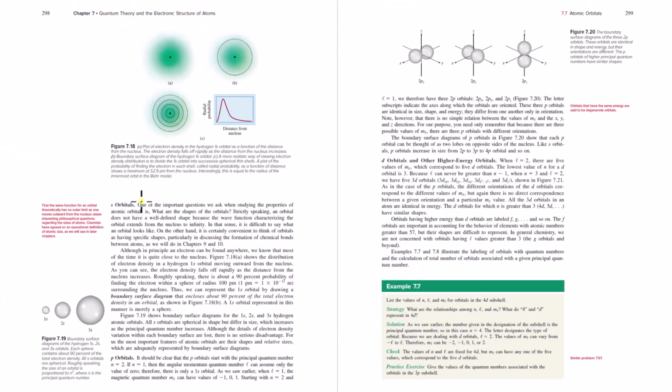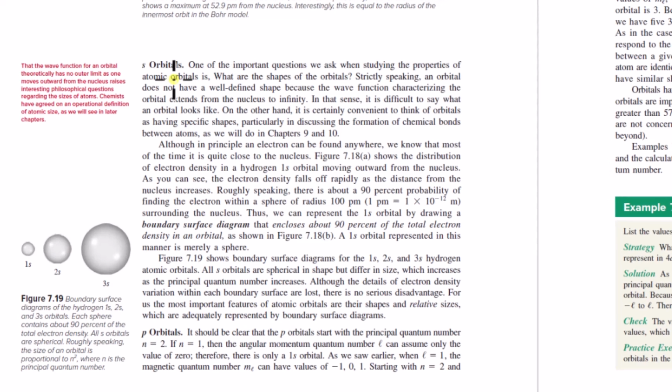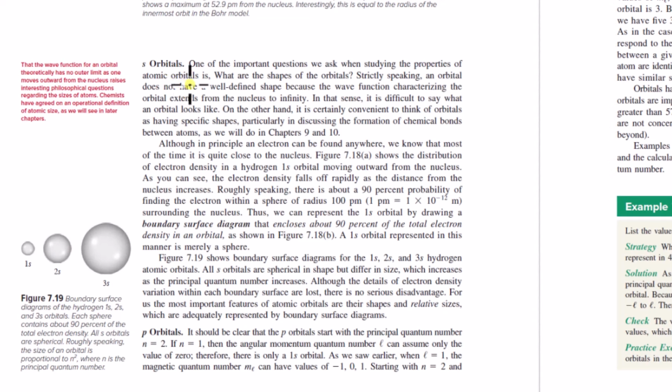So the s orbital. One of the important questions we ask when studying the properties of atomic orbitals. Okay, so remember, we're talking about orbitals. Orbitals have a shape and an orientation. The shape of the orbital is given by L, the orientation by m sub L. So one of the properties we ask when studying atomic orbitals is, what are the shapes of the orbitals? Strictly speaking, an orbital does not have a well-defined shape because the wave function characterizing the orbitals extends from the nucleus to infinity. In that sense, it is difficult to say what an orbital exactly looks like. On the other hand, it is certainly convenient to think of orbitals as having specific shapes, particularly in discussing the formation of chemical bonds between atoms, as we will do in chapters 9 and 10.